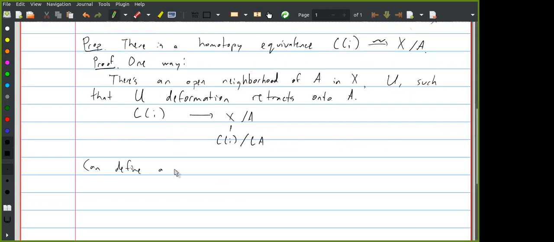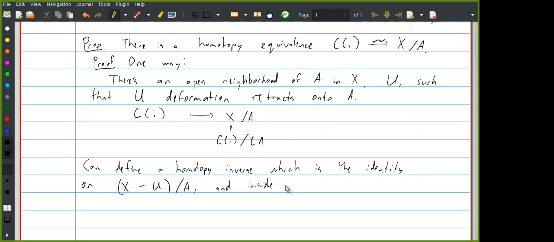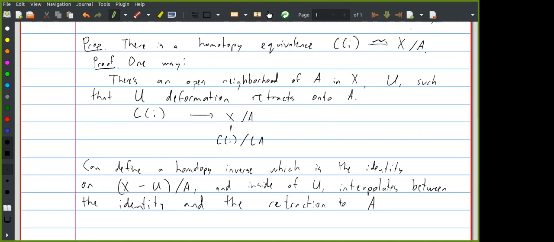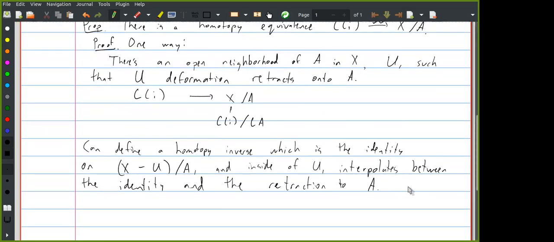So we can define a homotopy inverse, I mean, which is the identity outside of this neighborhood U, and inside of U interpolates between the identity and the retraction to A. Okay, and I hope you'll forgive me if I don't give more details about this. So this is one way to show that these two constructions are homotopy equivalent to each other.